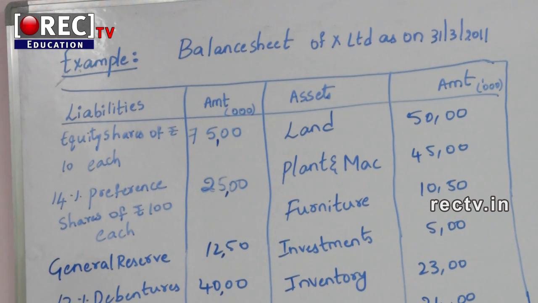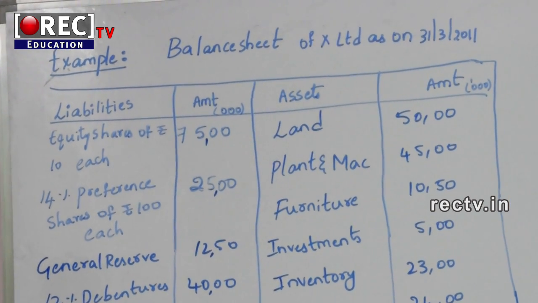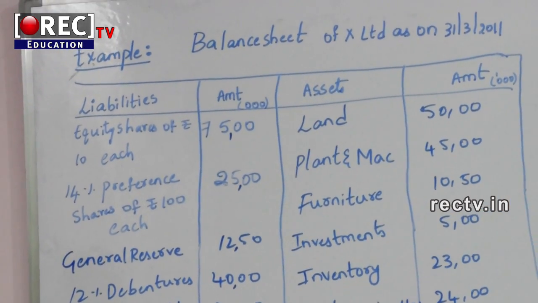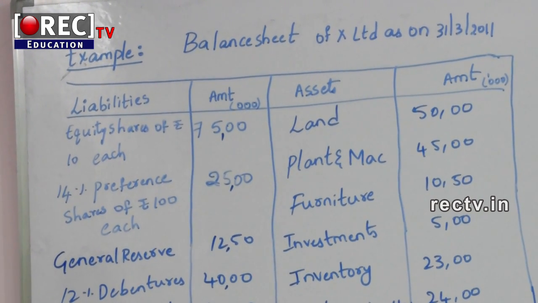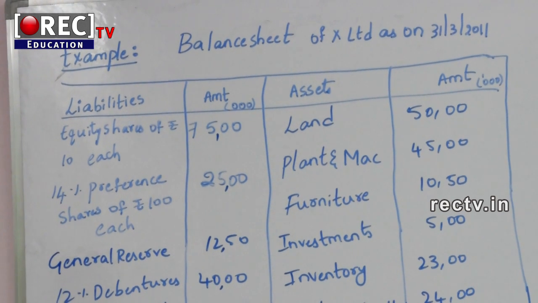Now to decide which method we have to select, we have to first understand what content is given in the problem. Based on the question given in the problem, we have to decide whether the purchase consideration is to be calculated based on the net asset method or the net payment method. Now let us look into the question very clearly.